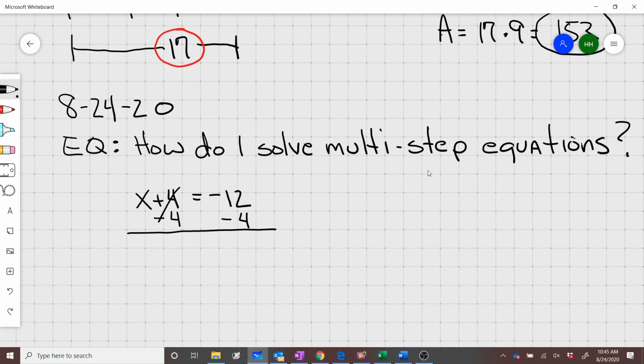All right, these 4's go away. Your x falls down. And we got negative 12 minus 4. Anybody? Negative 12 minus 4. I know it's the first day. That'd make it negative 16. There you go. Negative 16. And you're done.